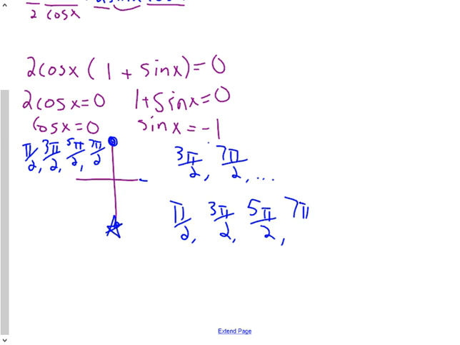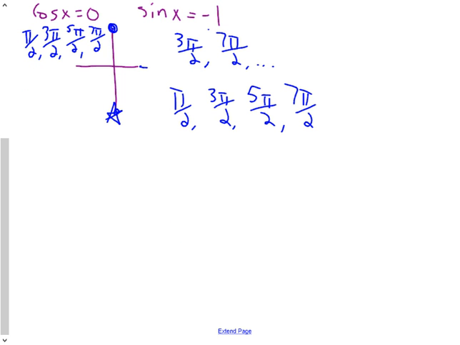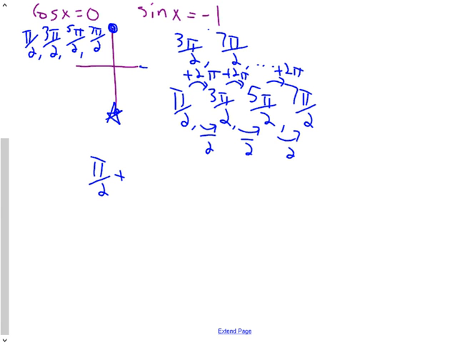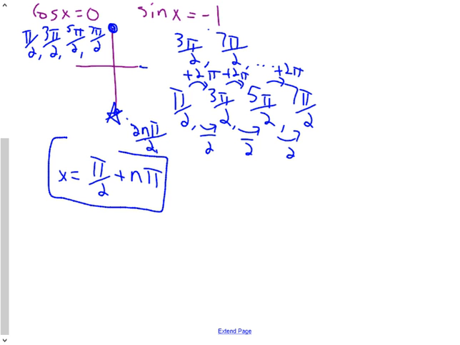And trying to find out what is my pattern here. The numerator is the odd numbers, plus 2 pi, plus 2 pi, plus 2 pi. And the denominator stays the same, meaning we have to be halves in order to be staying the same. And so we are really pi half plus 2n pi half, and the 2's cancel to give us pi half plus n pi. So x is pi half plus n pi.